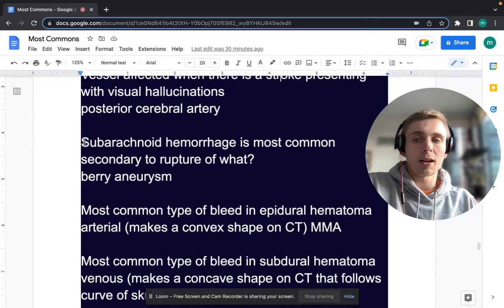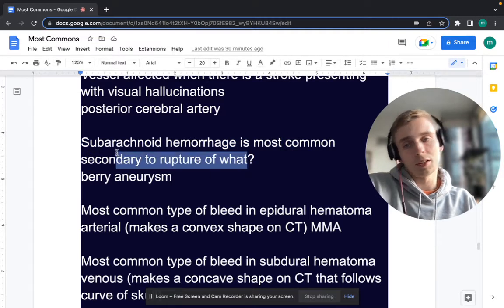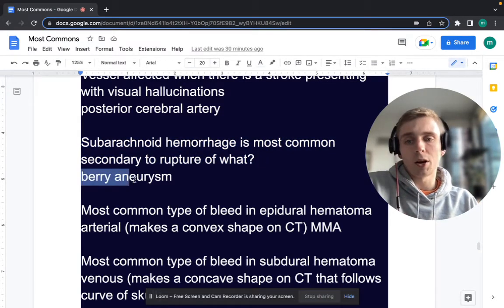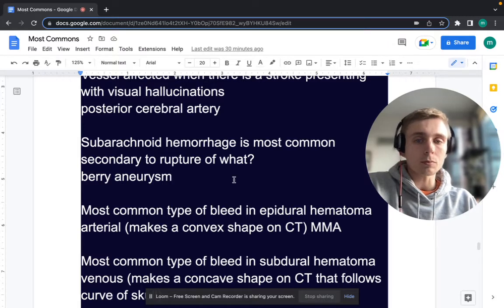Subarachnoid hemorrhage is most commonly caused by a rupture of what? We already said this basically. The most common cause of subarachnoid hemorrhage is a rupture of a berry aneurysm. And what's the most common location of a berry aneurysm? That's going to be the anterior communicating artery, at the junction of arteries, where an aneurysm can bulge out.